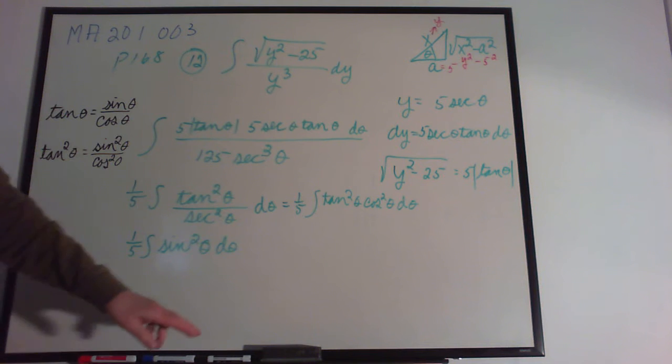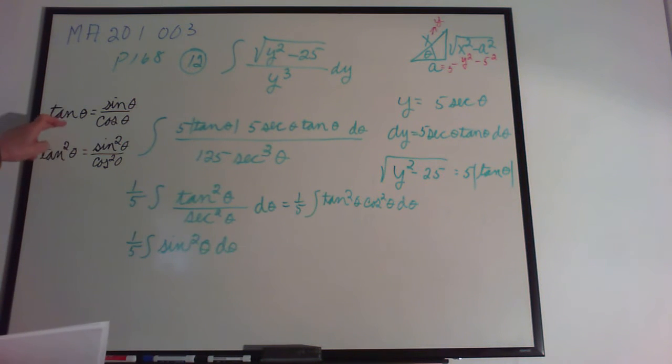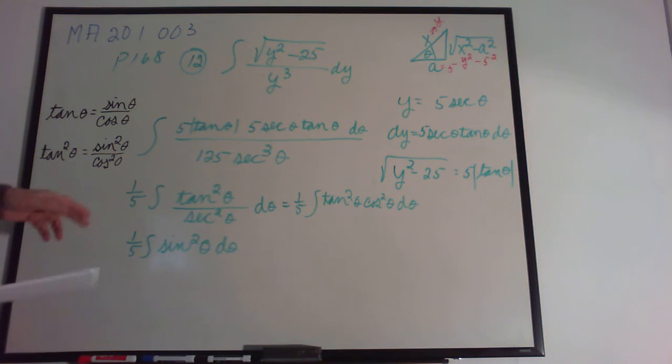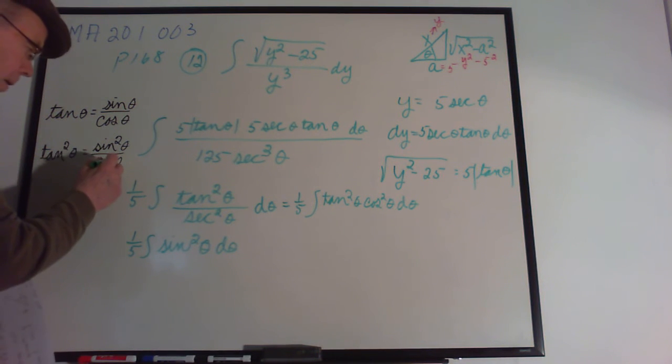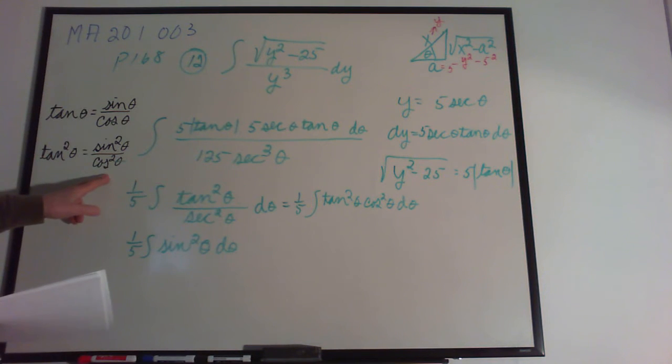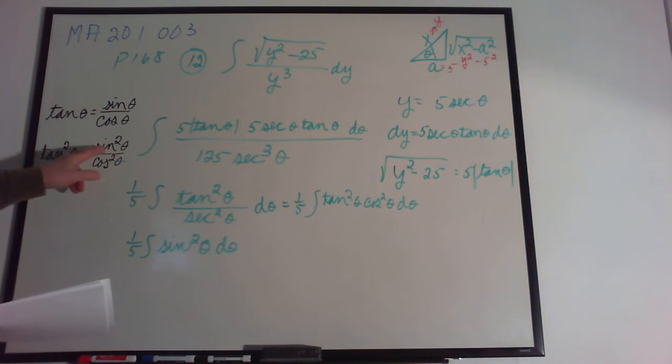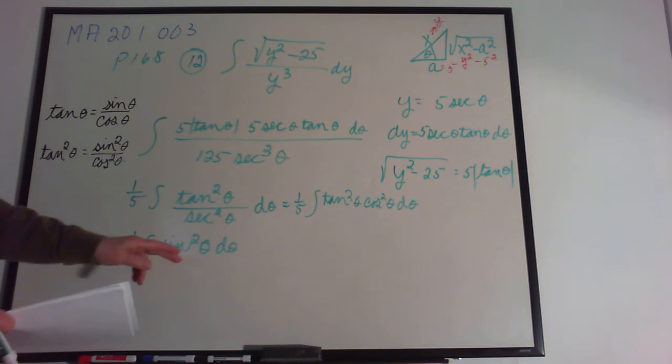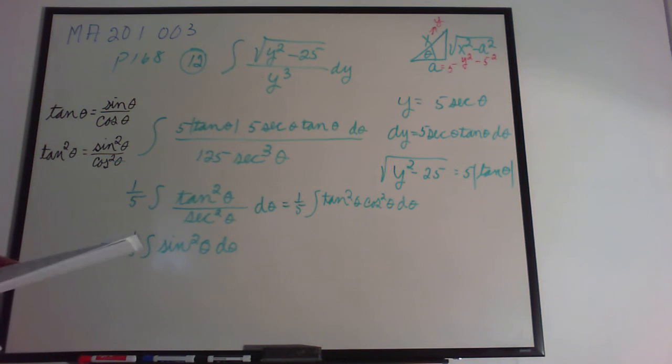All right, so tangent of theta is equal to sine of theta over cosine of theta. So tangent squared theta is equal to sine squared theta over cosine squared theta. So the cosine thetas will cancel and you'll end up with sine squared theta. Now there's an integral formula for that. Take a look at your integral formulas and see what you can find.